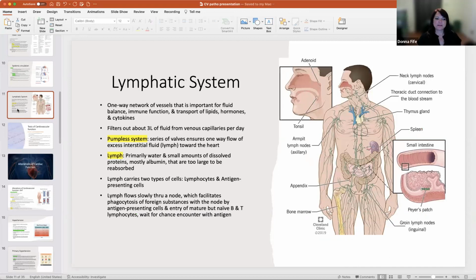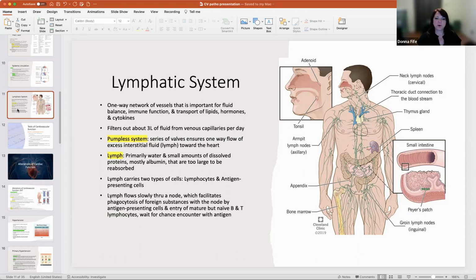The lymphatic system, this is a one-way network of vessels that is important for fluid balance, immune function, and transport of lipids, hormones, and cytokines. It filters out about 3 liters of fluid from the venous capillaries every day. It's a pumpless system. There's a series of valves that ensure that the excess interstitial fluid, or lymph, goes one way, towards the heart.